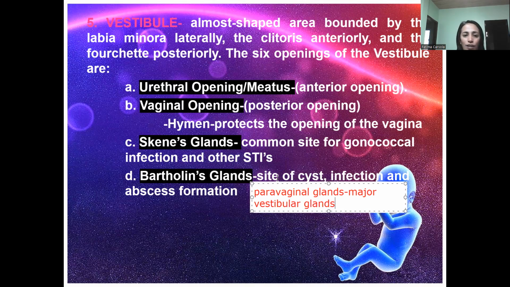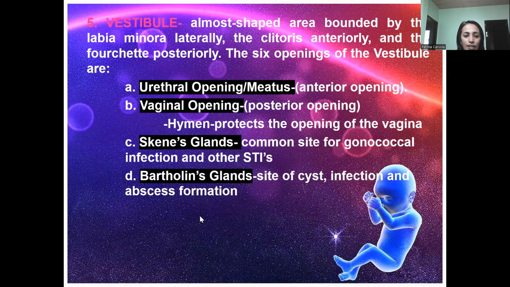So these are one opening for the urethral meatus, 2 vaginal opening, 3, 4 Skene's glands, Bartholin's glands is 5 and 6, and the 7 is your anal sphincter. So as a woman, you have 7 holes or openings. Next, we have your perineum.